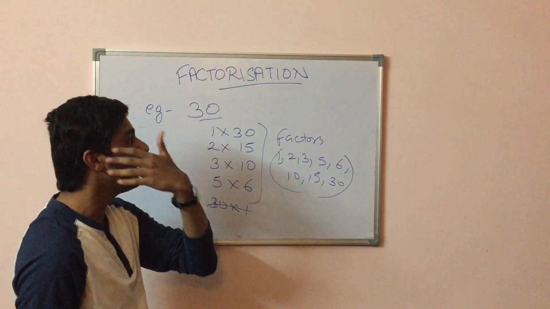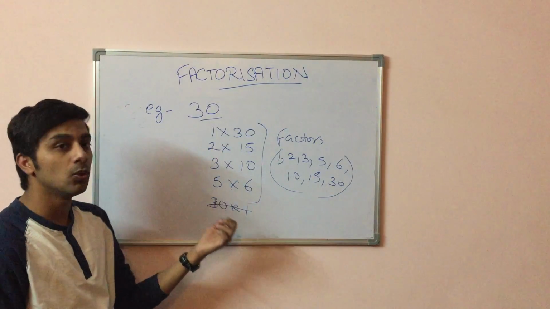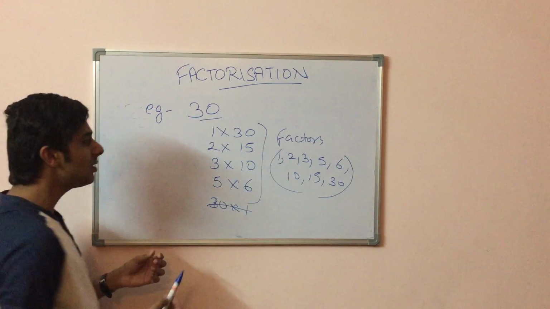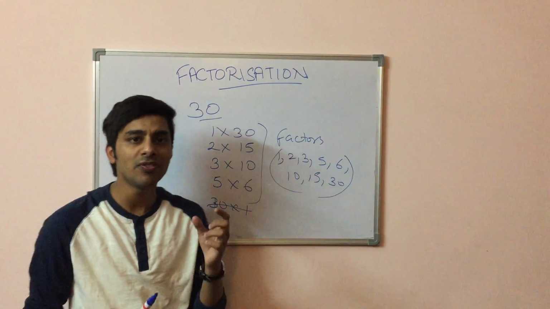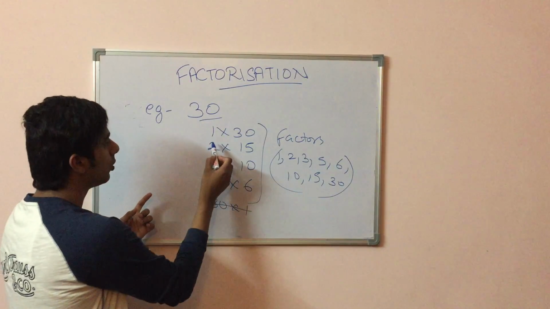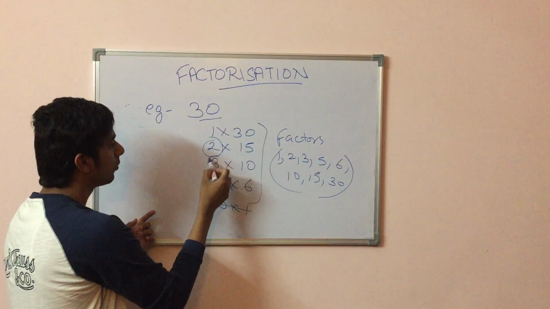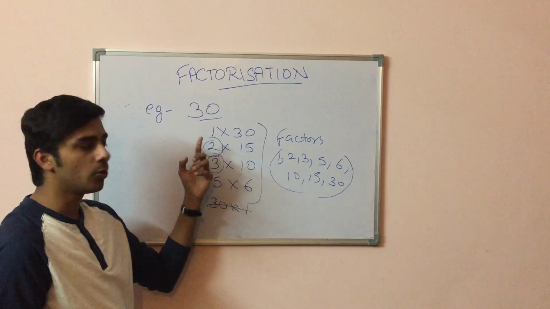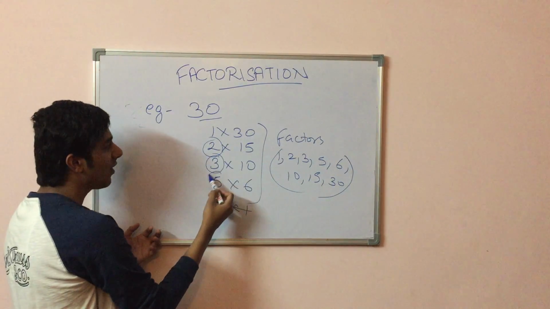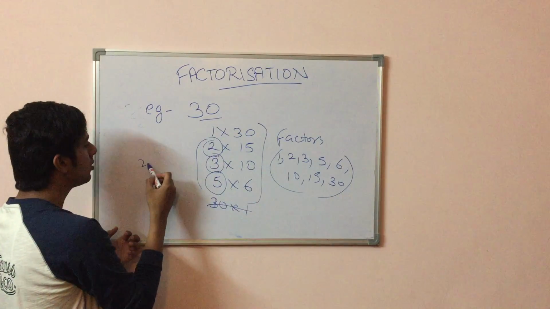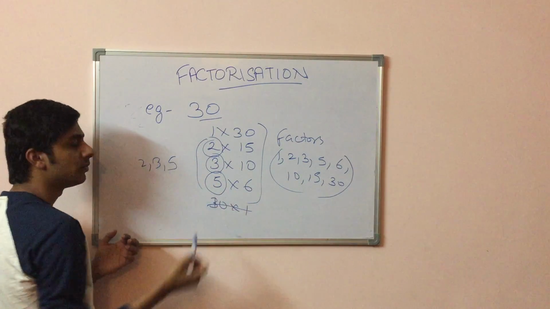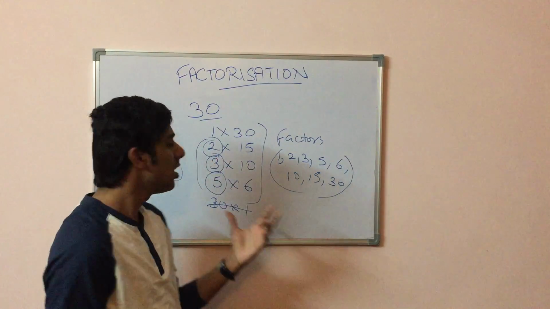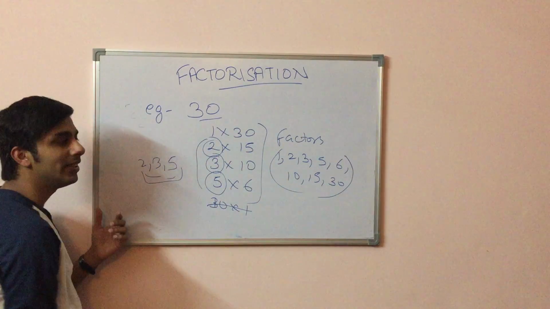Now if I have to say what the prime factors are, what are the prime factors which make 30? So what are prime numbers? The numbers which have only 1 as a common factor. The prime factors are 2, 3 and 5. 1 is neither prime nor composite. These are the prime numbers, 2, 3 and 5. Why? Prime numbers are the numbers which have only 1 as a common factor.